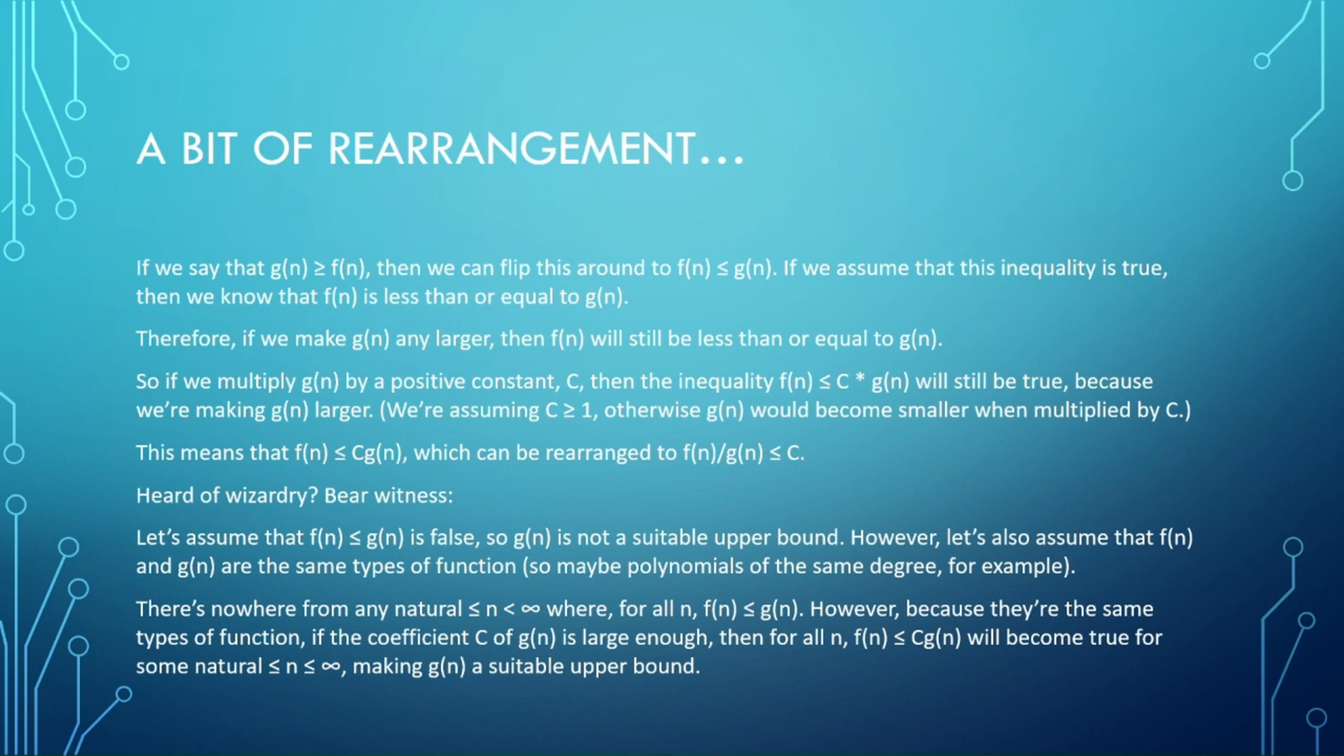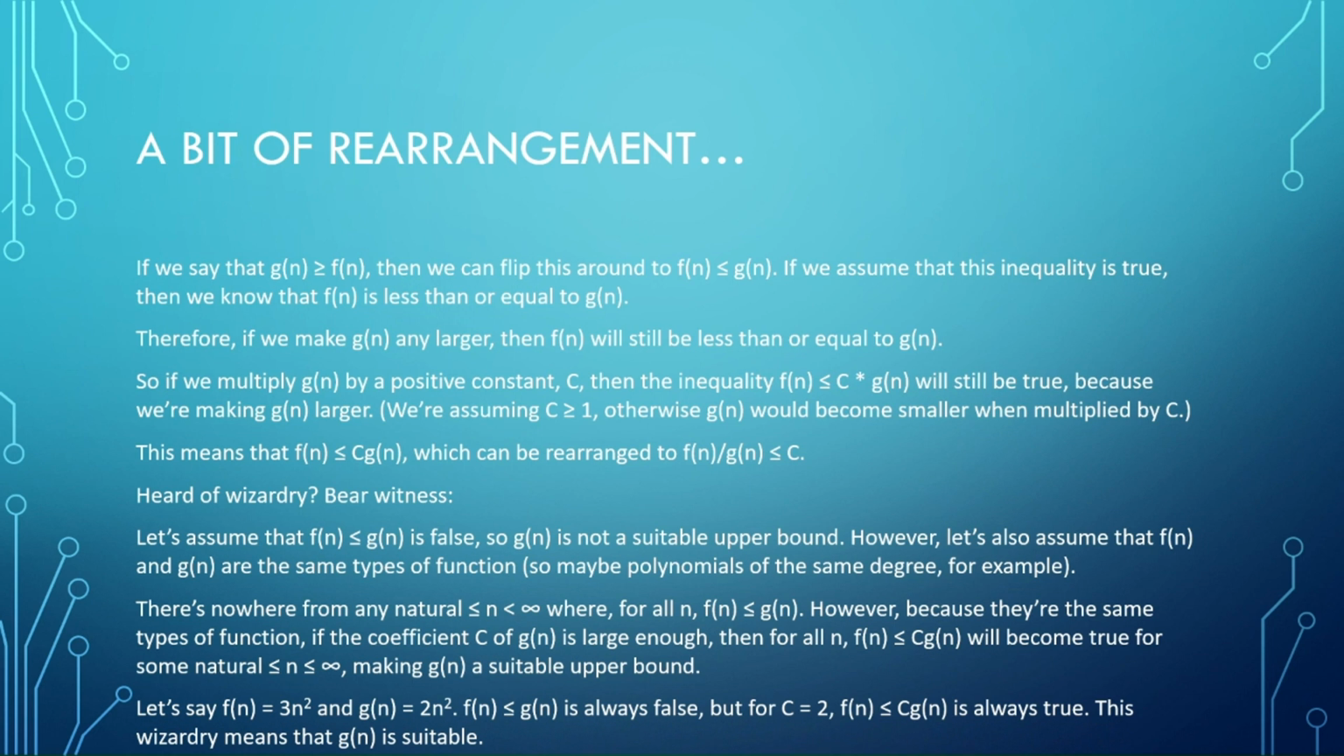However, because they're the same types of function, if the coefficient c of g of n is large enough, then for all n, f of n is less than or equal to c times g of n will become true for n equals some natural to infinity, making g of n a suitable upper bound. As I say, this is wizardry. We're starting off with f of n is not less than or equal to g of n, but we just multiply by a constant, so say f of n is less than or equal to c times g of n.